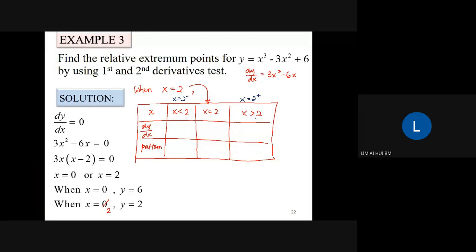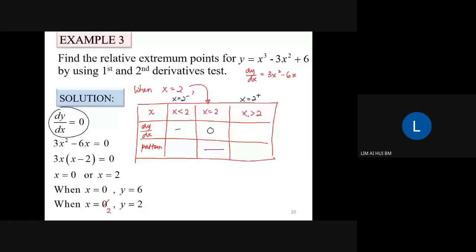And after that, I will find my dy/dx sign. Ini for sure is kosong, because x equals to 2 is solved from the dy/dx equals to 0. Kita dapat daripada sini. Confirm is 0. So this pattern, sudah kita boleh confirm is a horizontal line. Substitute a value which is less than 2 ke dalam. Ganti less than 2. Contohnya ganti 1.